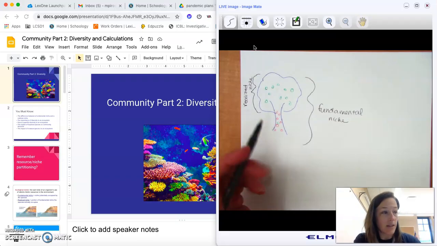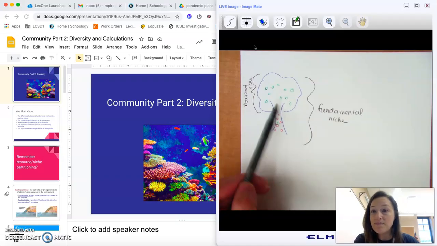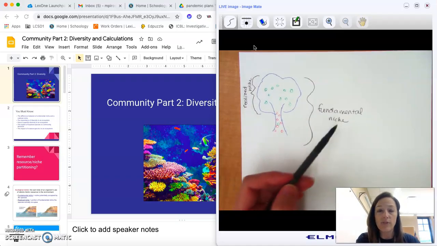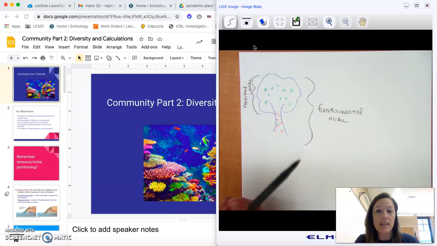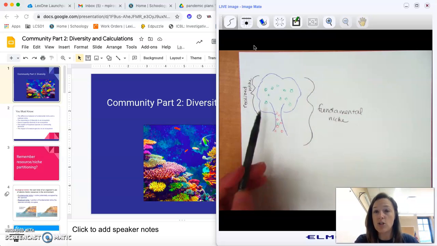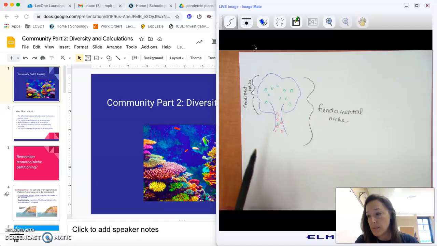I can compare these. Organisms can live in them. They both can exist in a realized or fundamental niche, and contrasting them is size, basically. Fundamental niche is bigger, but it has competition. Realized niche is smaller, but it decreases competition.